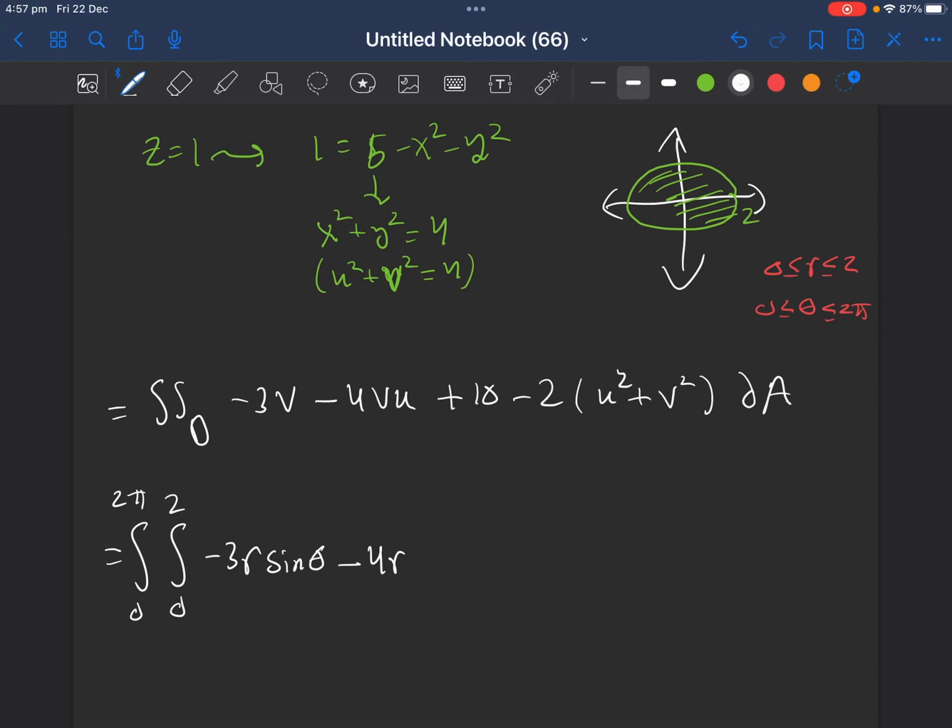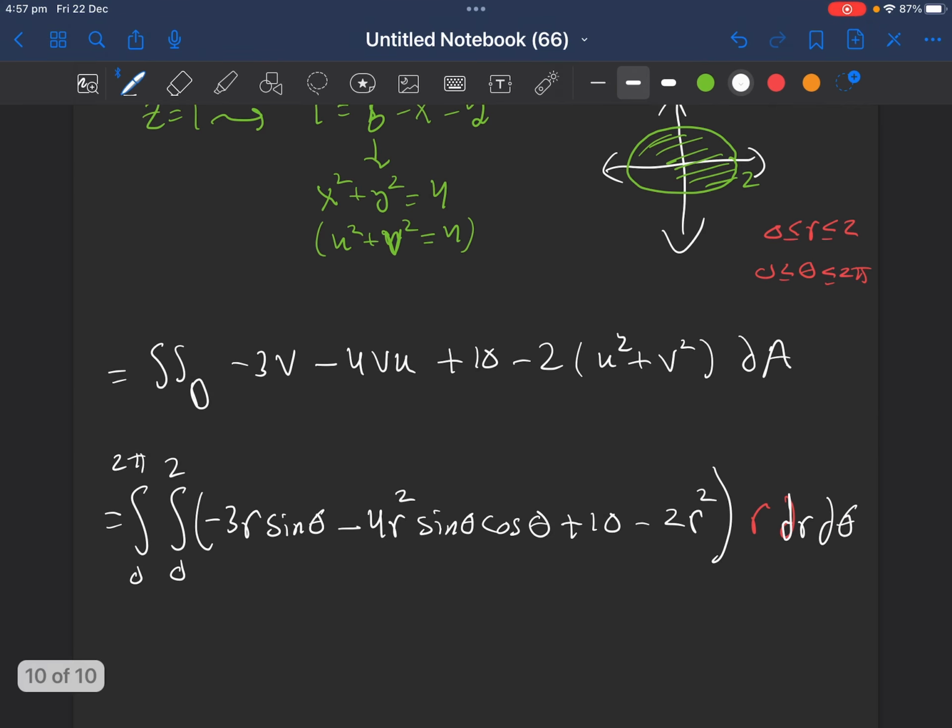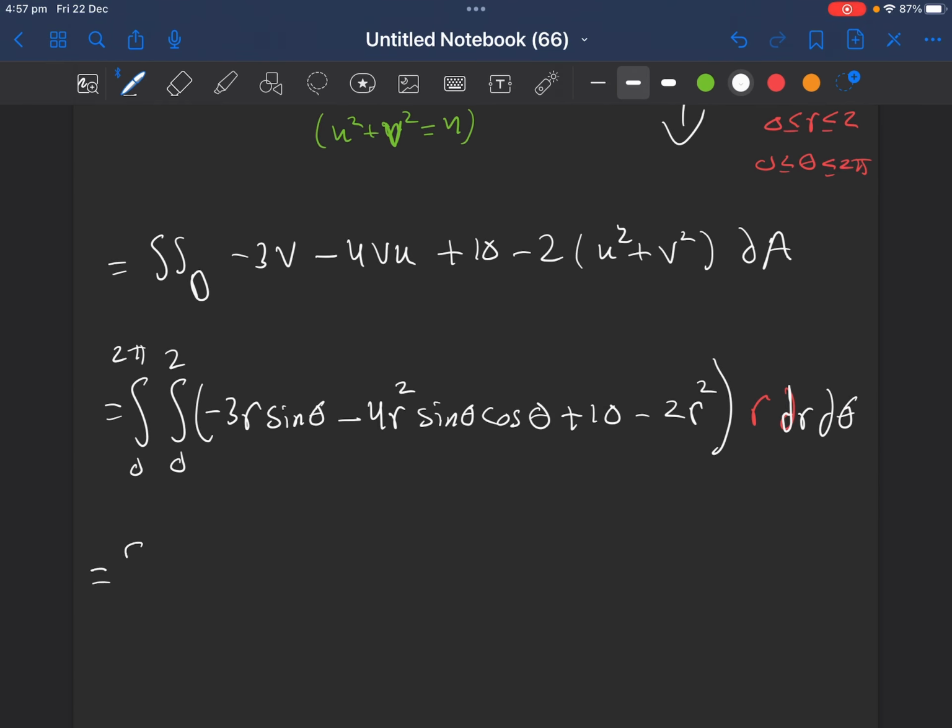So it would be 4r squared sine theta cosine theta plus 10 minus 2r squared. And then don't forget there is an extra r here because I'm changing to polar coordinates, dr d theta. And this integral will be 0 to 2 pi, integral 0 to 2.